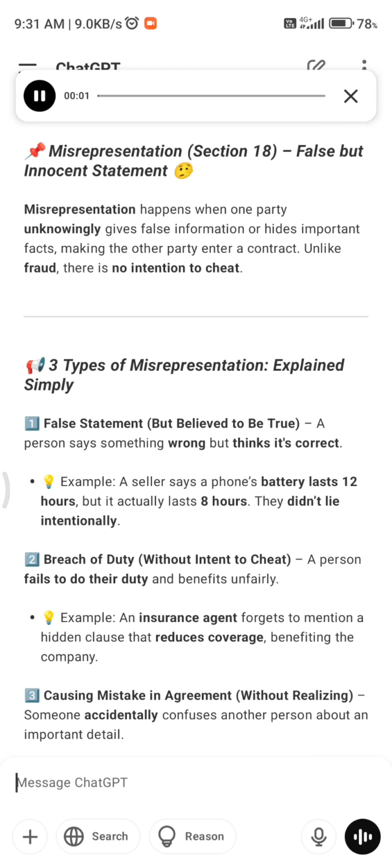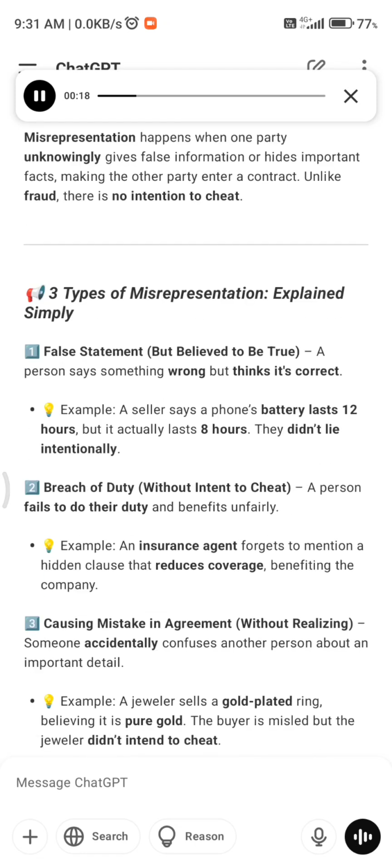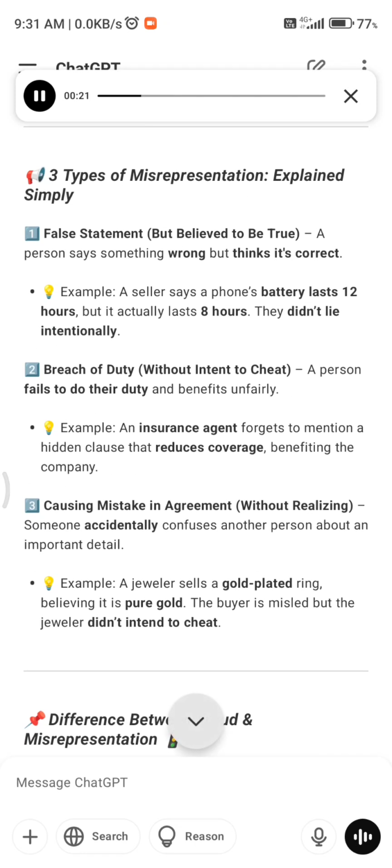Misrepresentation, Section 18, false but innocent statement. Misrepresentation happens when one party unknowingly gives false information or hides important facts, making the other party enter a contract. Unlike fraud, there is no intention to cheat. 3 types of misrepresentation explained simply.